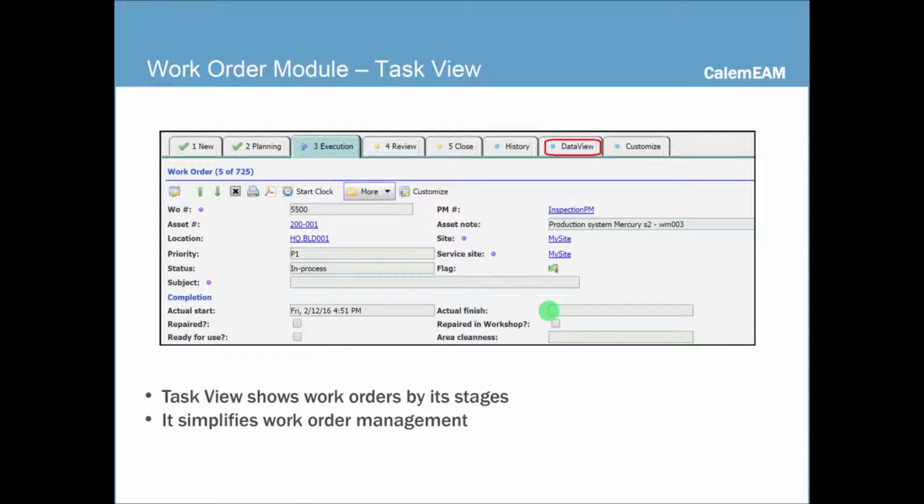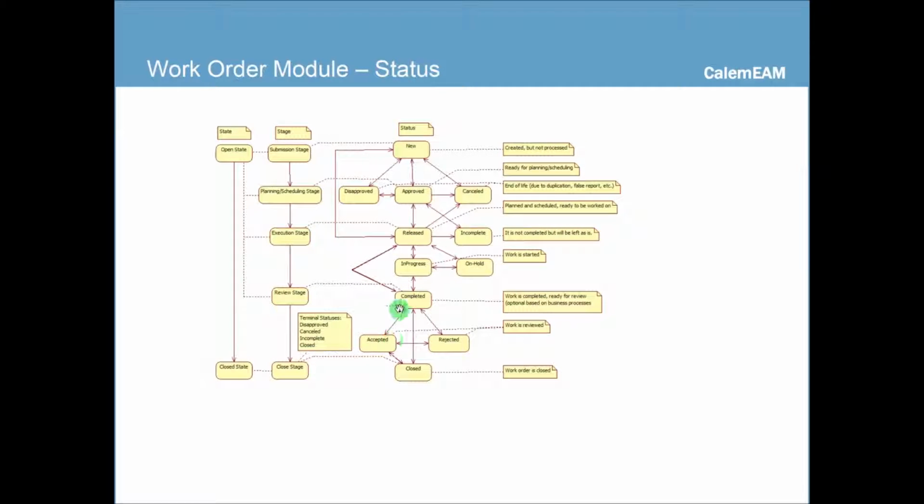And the work order TaskView shows work orders by their stages. You can see the checked tabs are the stages that have been completed, here's the current stage, and there are yellow dot stages that have not been completed yet. The TaskView simplifies work order management.